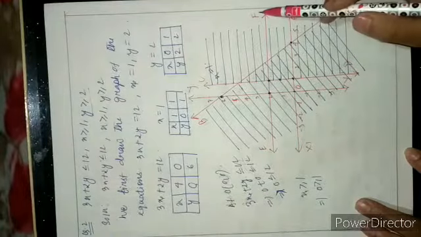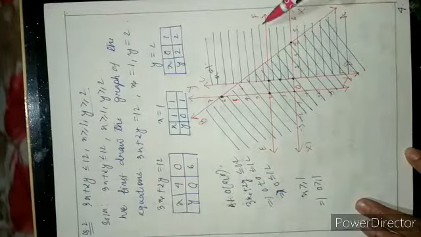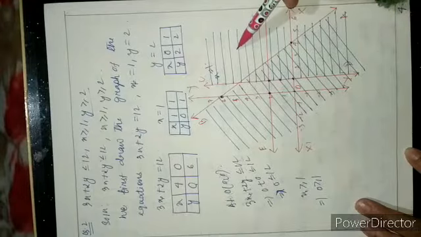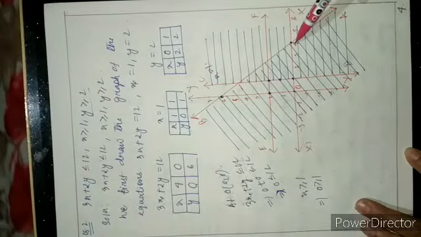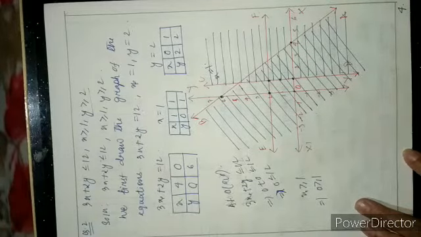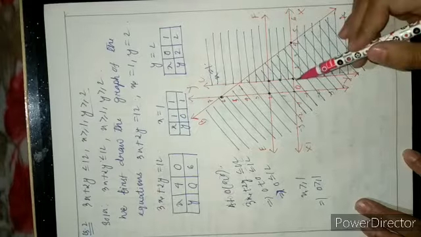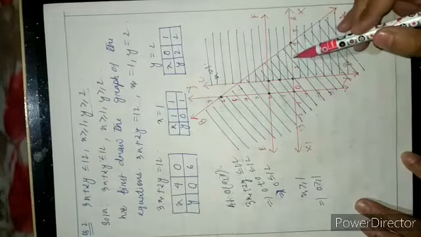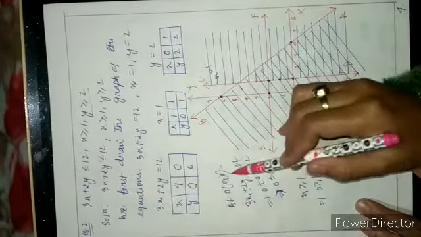And this line EF divides the Cartesian plane into two half planes: the plane above the line EF and the plane below the line EF. Then to choose or determine the correct half plane, we have to select an arbitrary point. So we select the origin.